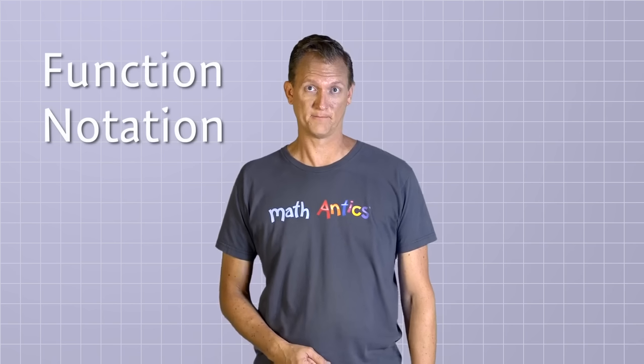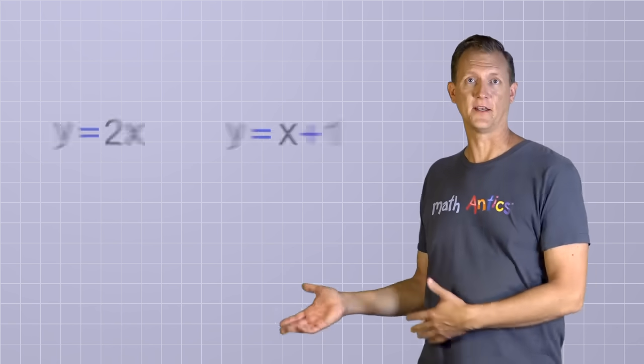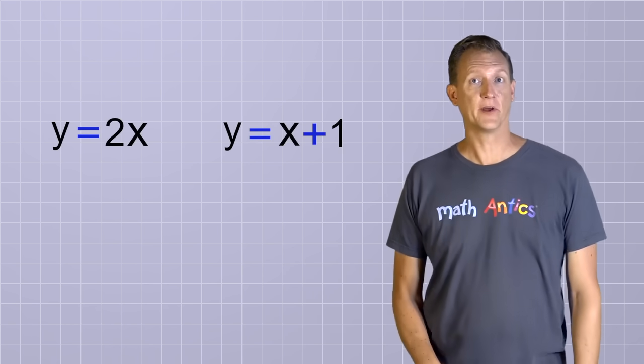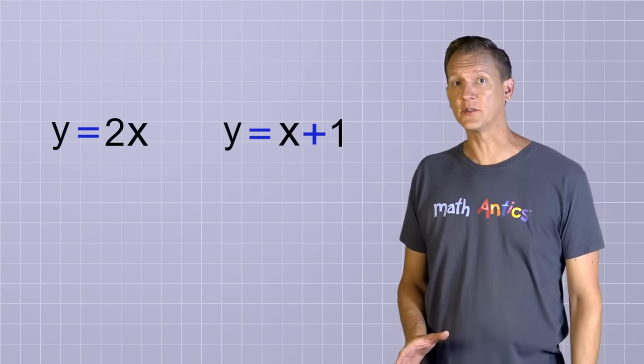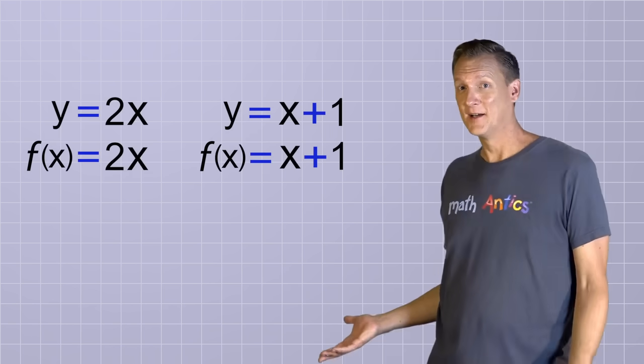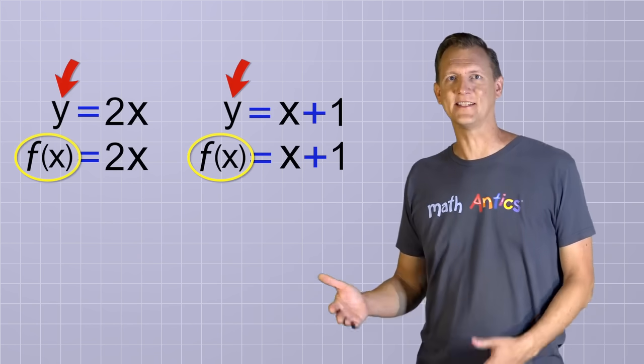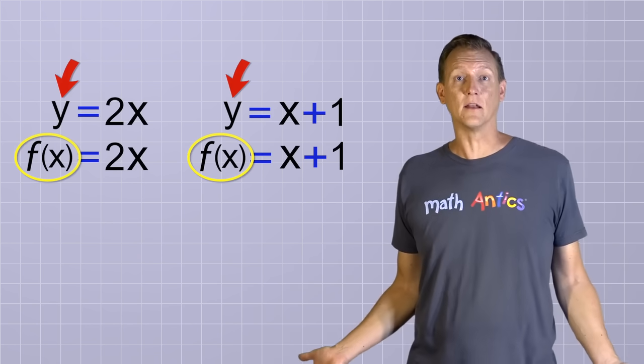Okay. Now, before we wrap up, we need to talk briefly about some common function notation that can be pretty confusing the first time you see it in math books. So far, we've been writing functions like this, y equals 2x and y equals x plus 1. But you'll often see these exact same functions written like this instead. But why? Why did the variable y get replaced with that f parentheses x thingy? And what does that even mean?